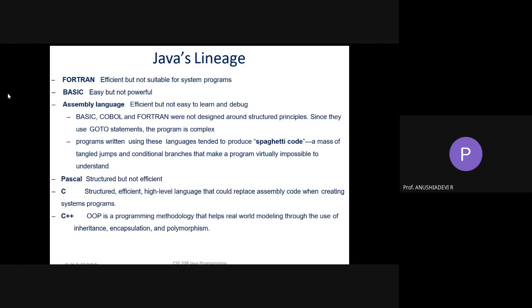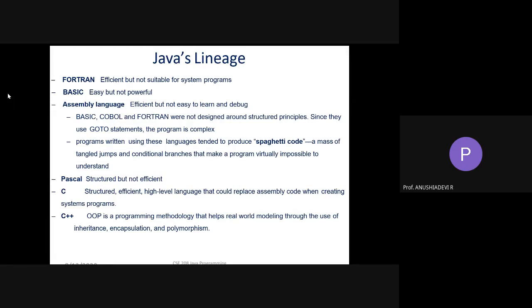Next, BASIC. The BASIC language is easy but not that powerful a language. Assembly language is very efficient, but it is not easy to learn and debug. Only people who are experts can learn assembly language, write the program, and debug the program. And BASIC, COBOL, and Fortran are languages, but they are not structured programming languages. These languages all have the goto statement.